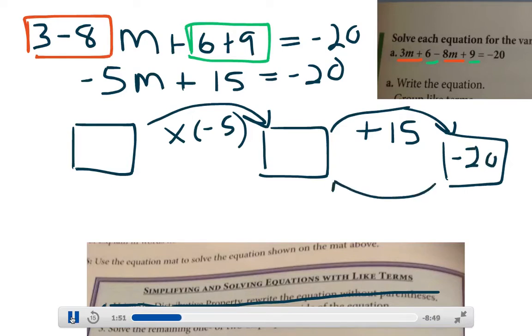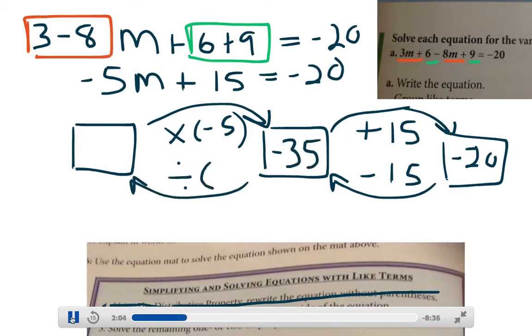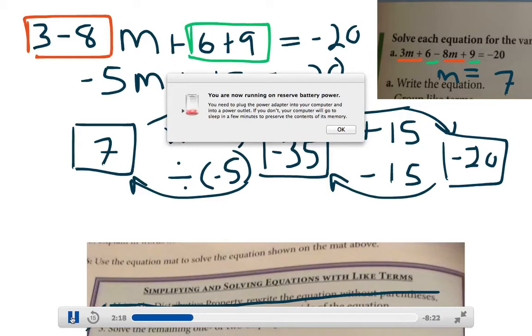So we backtrack that by subtracting 15 from both sides. We get negative 35. And then dividing by negative 5. A negative divided by a negative has a positive quotient. So the answer is 7. M is equal to 7. And just looking at our list, we combine like terms and then we solve the remaining equation.